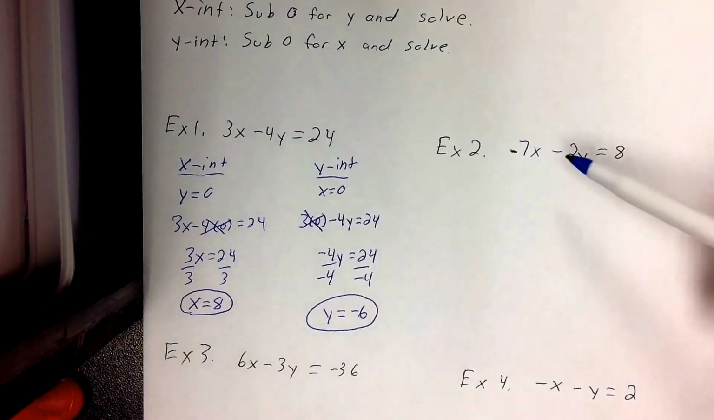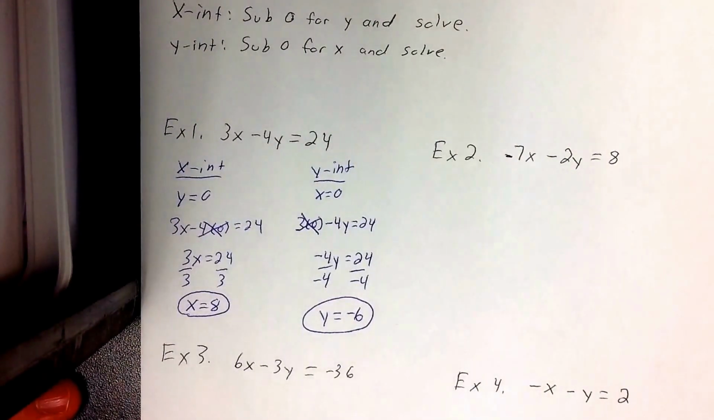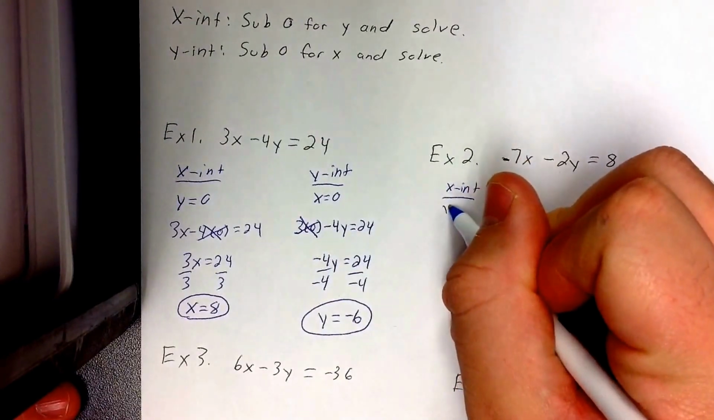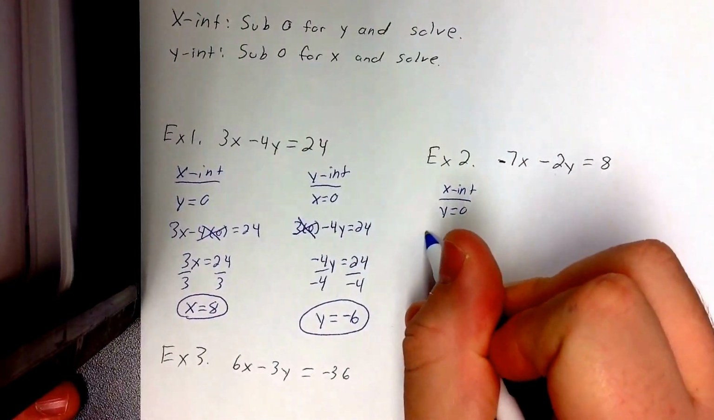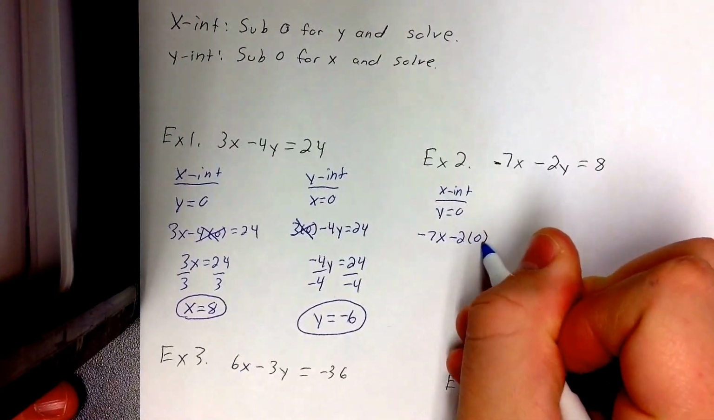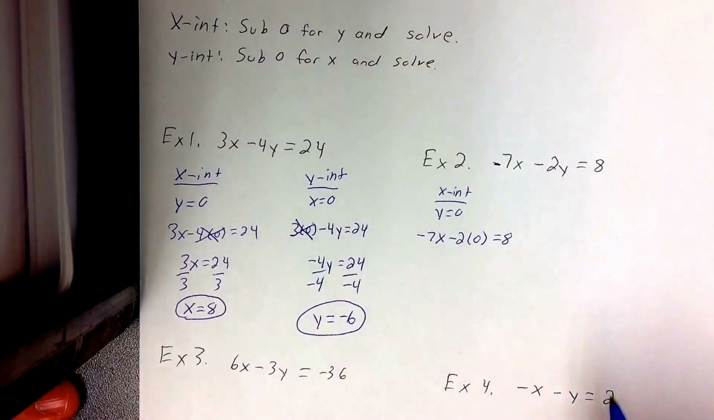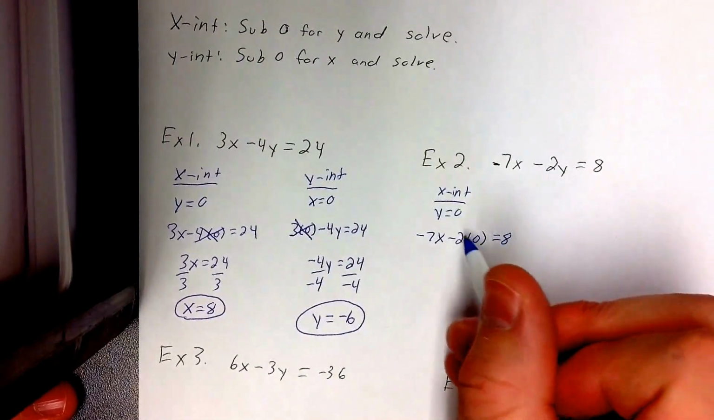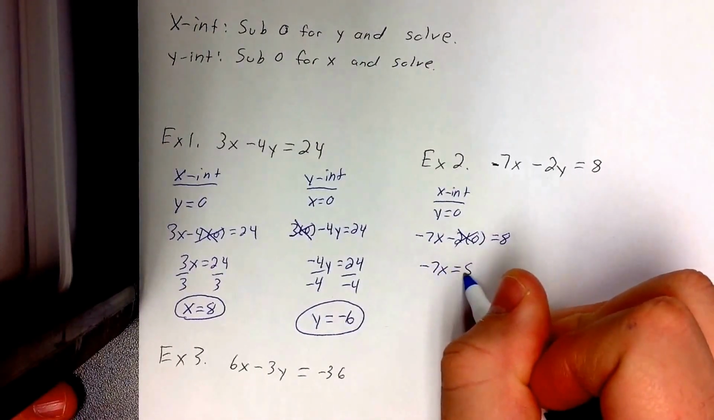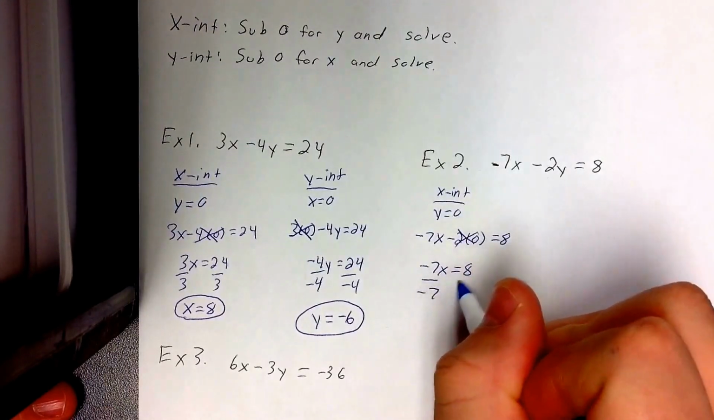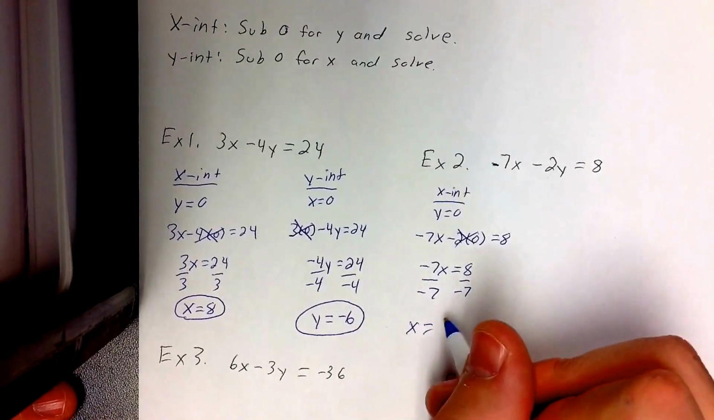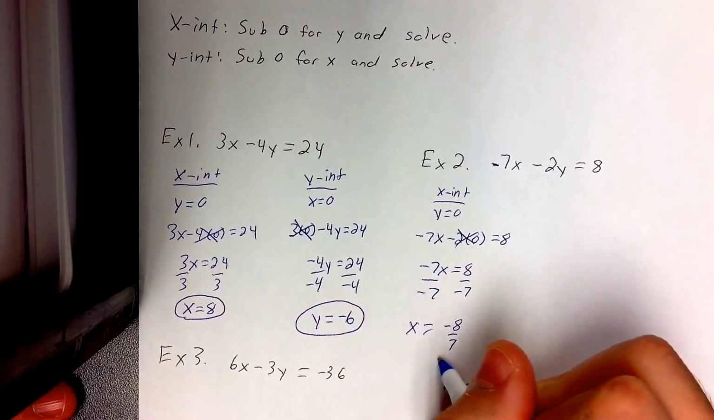The second example, negative 7x minus 2y equals 8. So again, x-intercept, we always plug in 0 for y. So here I would be left with negative 7x minus 2 times 0 equals 8. Because again, I'm putting in 0 for the y. 2 times 0 is 0, so I'm left with negative 7x equals 8. Divide both sides by negative 7. Now, since 7 doesn't go into 8 evenly, we can still leave it as a fraction. So it would be negative 8 over 7.